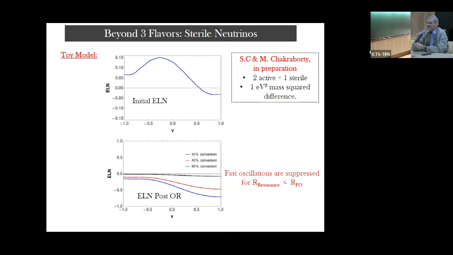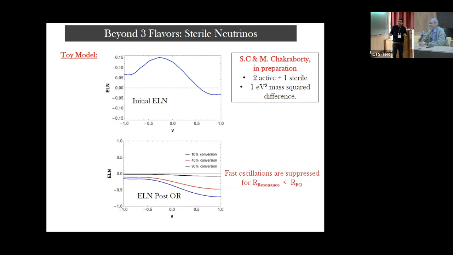Yes. Of course, this is for a certain scenario, where we have 1 active, 1 sterile, 1 eV square. But the point is, as you already mentioned in Poonam's slide, you are really free to go to the next question. The range of sterile neutrino delta m squares you will need, which will suppress fast oscillations completely.